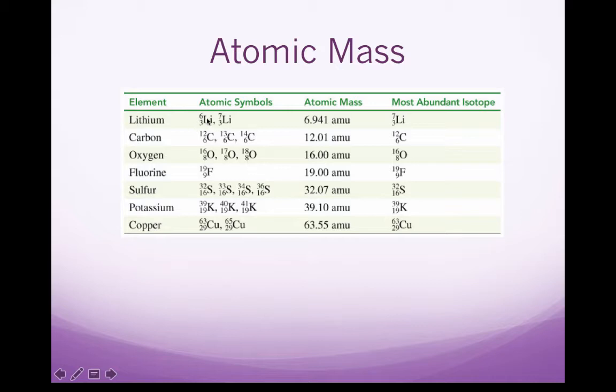Let me show you some average atomic masses versus the isotopes. So you can see here lithium has two isotopes, 6 and 7. Its average atomic mass is 6.941 AMU. Its most abundant isotope is lithium 7. We can determine that just by looking at the average atomic mass, because the average atomic mass is closest to 7, which is its mass number. So whatever isotope the average atomic mass is closest to will be its most abundant isotope. So if we look at carbon, carbon has 3 isotopes, 12, 13, and 14. Its average atomic mass is 12.01, so its most abundant isotope is carbon-12, and so on and so forth.